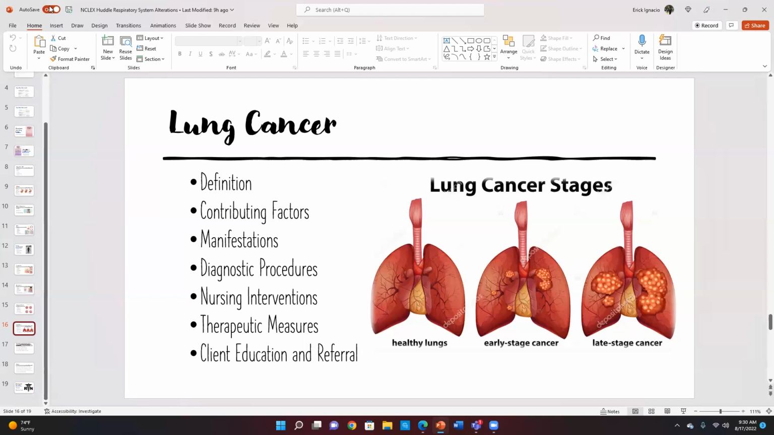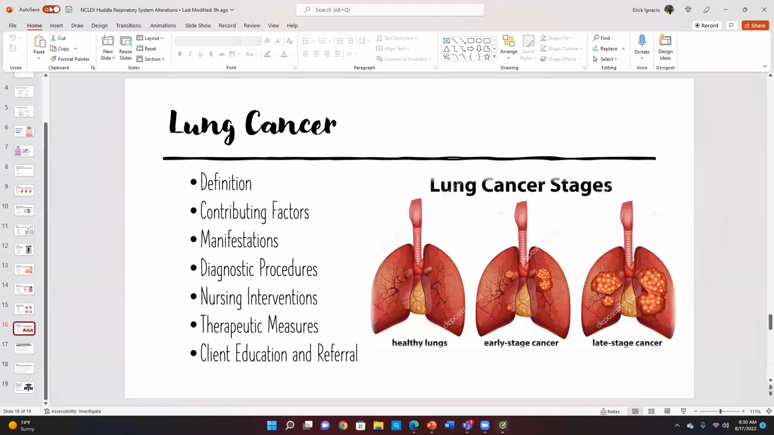T as in Tango stands for tumor. N as in November stands for nodes, the lymph nodes, and then M as in Mike stands for metastasis. So the T, N, and M is how we stage these cancerous growths, right? The lung cancer. And the higher the number is, the more serious the cancer is.